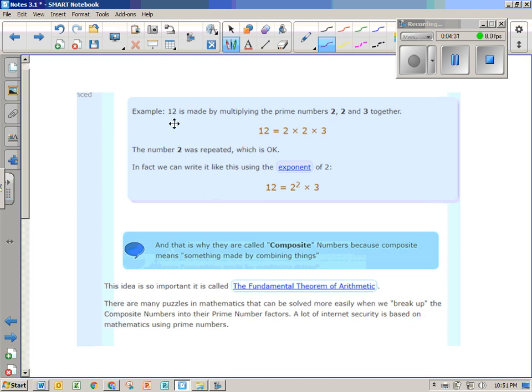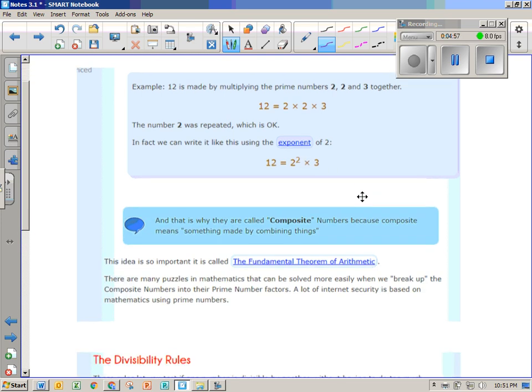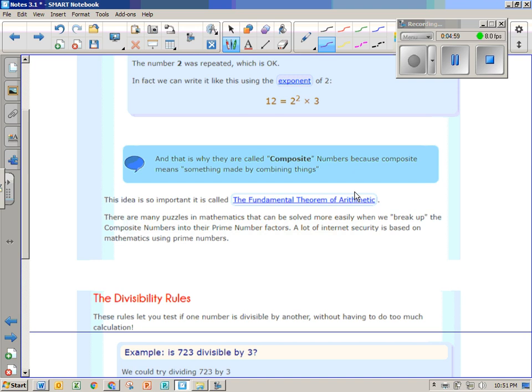Here's an example, 12. 12 can be made up by multiplying these prime numbers, 2 times 2 times 3. If a factor is repeated, that's not a problem. It just means that 4 is a factor, and we split it up by writing 2 times 2. We would use our exponential notation and write 2 squared times 3. We'll do more of that in another lesson.